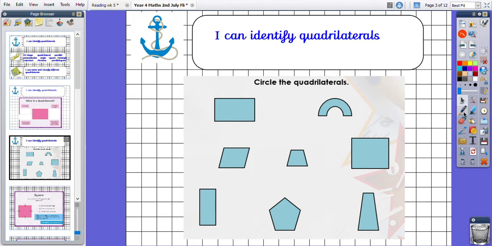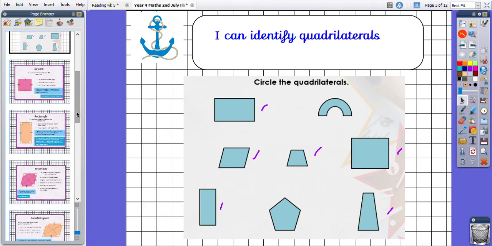Okay, so we have a quadrilateral here and here, this one, this one, this one, and this one. So any shape that is four-sided is a quadrilateral. Well done if you got those all correct. Okay, so let's go into a bit further detail about those different quadrilaterals.